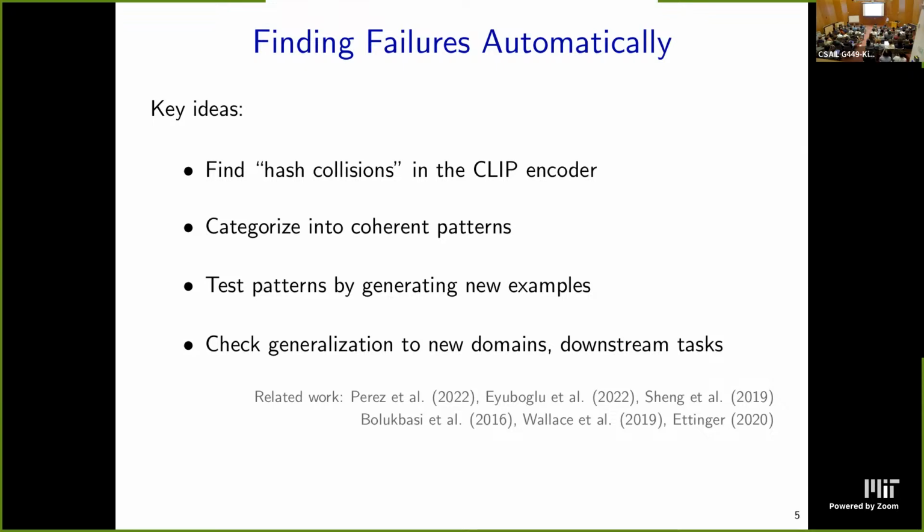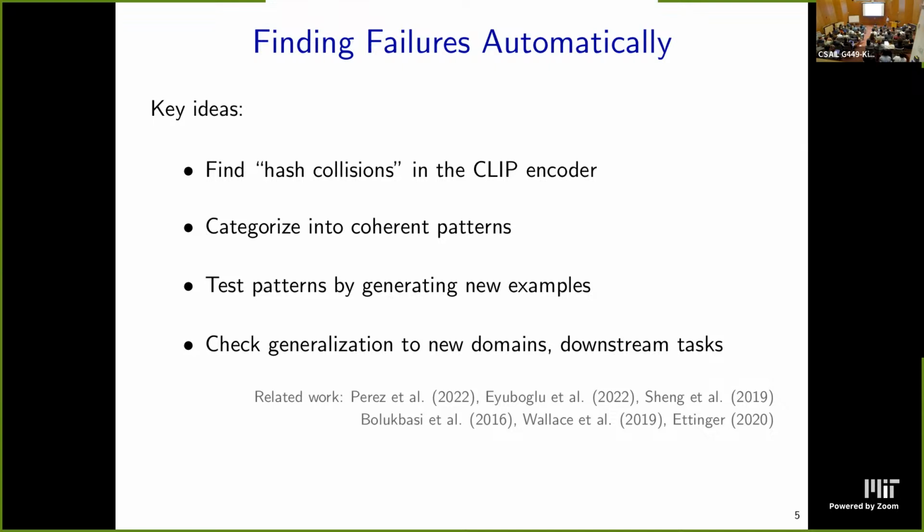So the first thing we need to do is take a large data set and find individual failures in the model from that data set. And we do that by finding what I'm going to call hash collisions in the CLIP encoder. And I'll get into what I mean by that in a second.